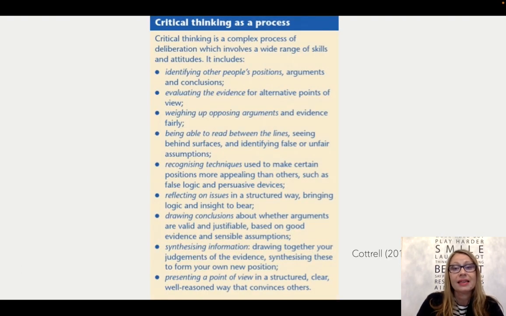Cottrell extends this further and explains that critical thinking is a complex process which requires a wide range of skills and attitudes. For example, it includes identifying other people's positions, arguments and conclusions. This really means that you need to look at a range of different people's work. You'll be evaluating the evidence for alternative points of view, so again, having that range of different points of view from your reading.